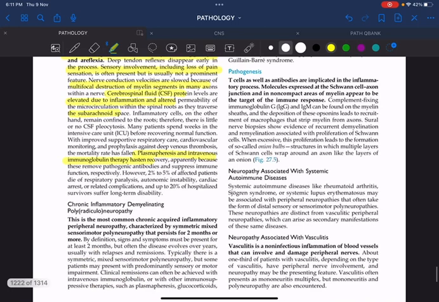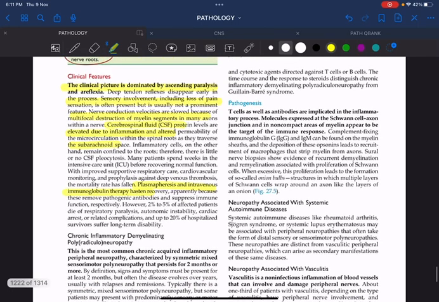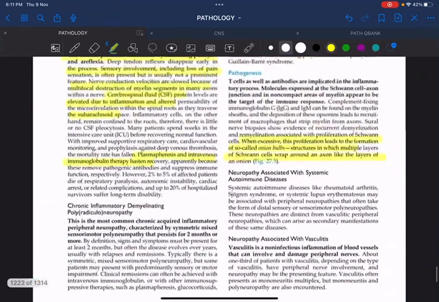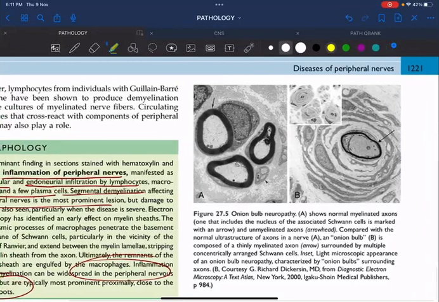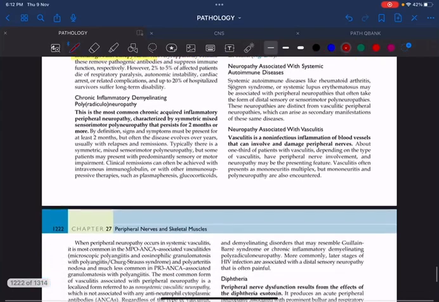There is another condition where I would like to mention just an MCQ, that is the onion bulb appearance. That is, we can see multiple layers of Schwann cells which are wrapped around. Okay, I will show the picture. You can see this is the characteristic onion ring appearance. You can see the various layers of Schwann cells. This is a feature of chronic inflammatory demyelinating polyneuropathy. GBS is an acute inflammatory demyelinating polyneuropathy.